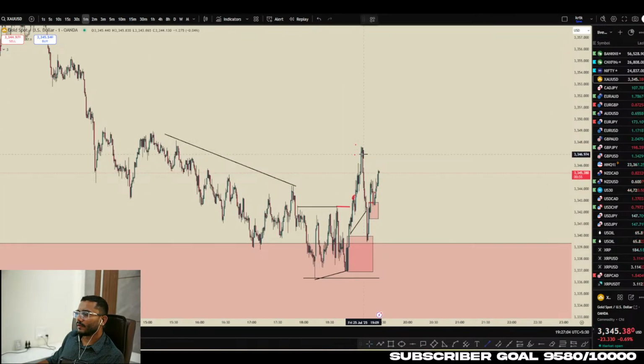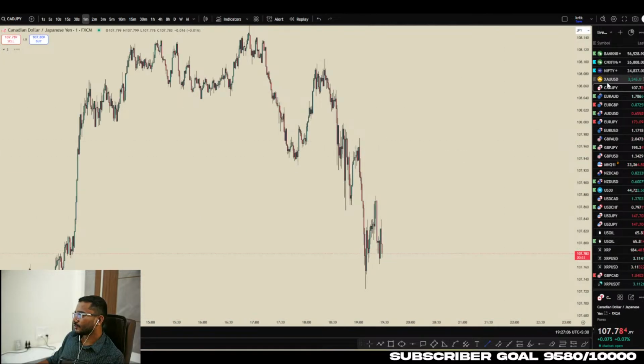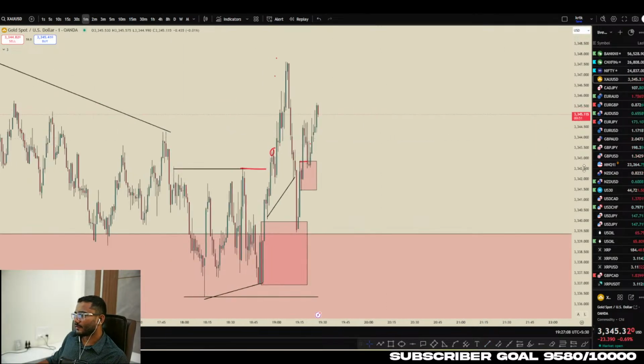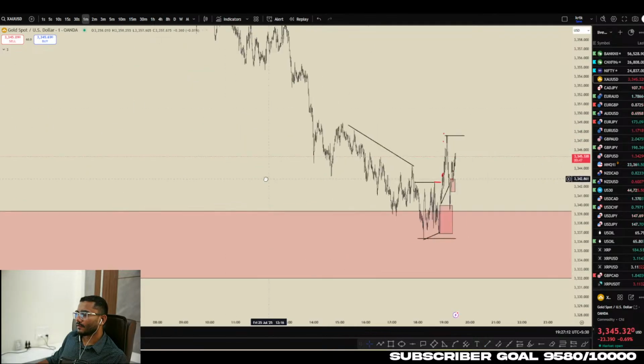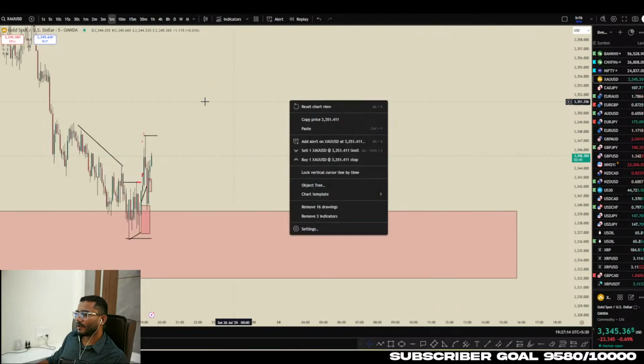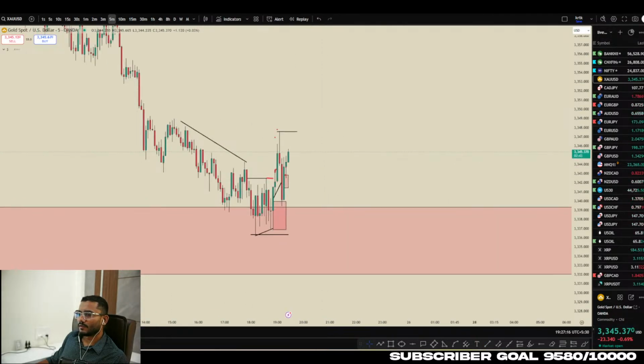If this breaks, then we can expect, if this high breaks on gold, we can expect this imbalance to be fulfilled, this next imbalance, this one or this one.